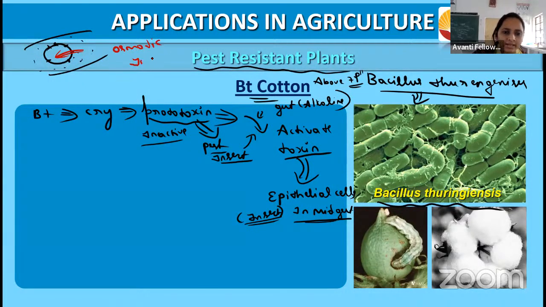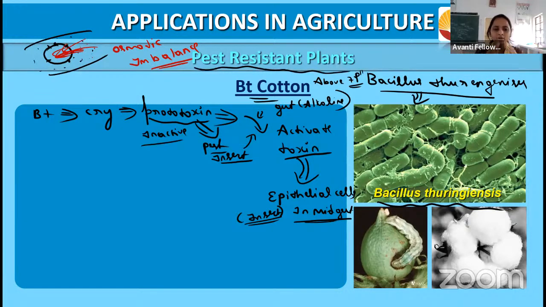What do you mean by osmotic imbalance, student? We know our cell maintains the osmotic balance, right? The salt concentration and the liquid concentration should be maintained. So whenever pores are created, the salt from the outside will go inside the cell and the liquid will go inside the cell. It is going to cause the osmotic imbalance and the cell is going to burst.